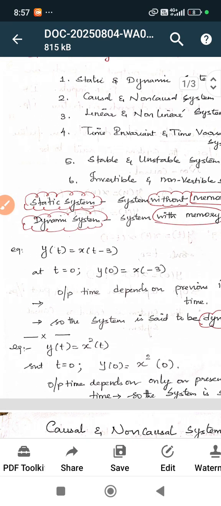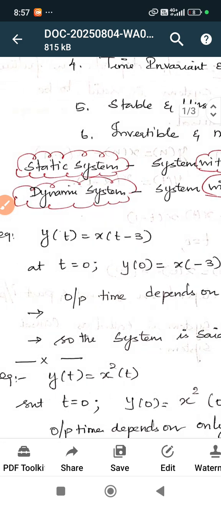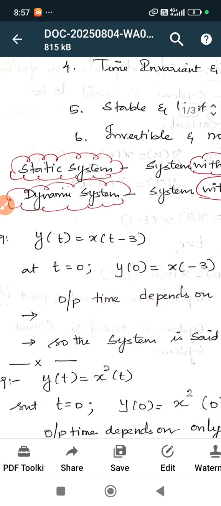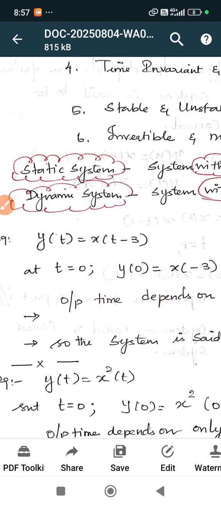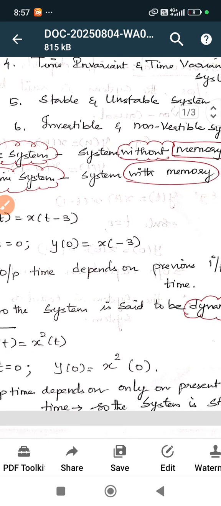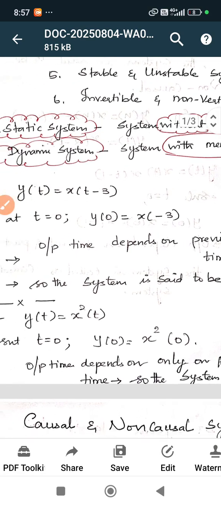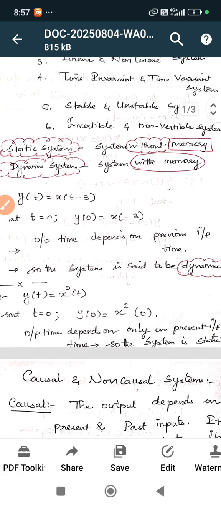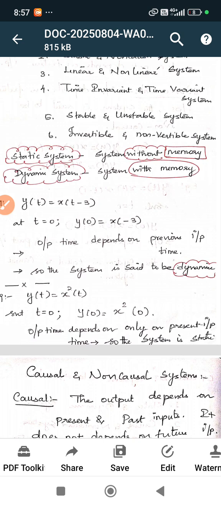In this question, y of t is equivalent to x of t minus 3. If we substitute t is equal to 0, the value becomes y of 0 is equivalent to x of minus 3. X of minus 3 is nothing but a previous, that is, past one. So the output depends on the previous input, and we call it a dynamic system. I hope you can understand now.